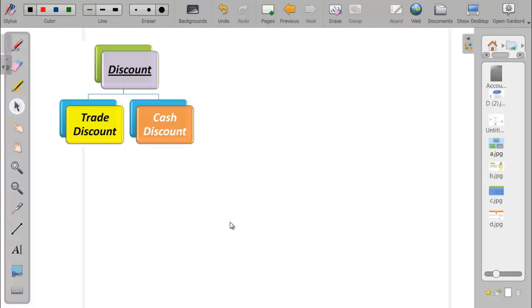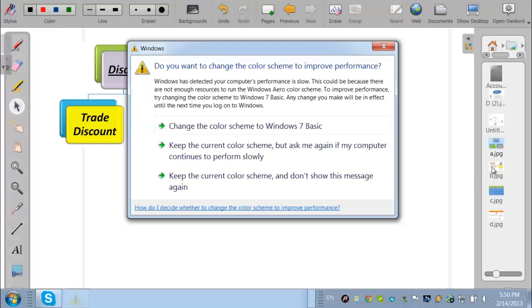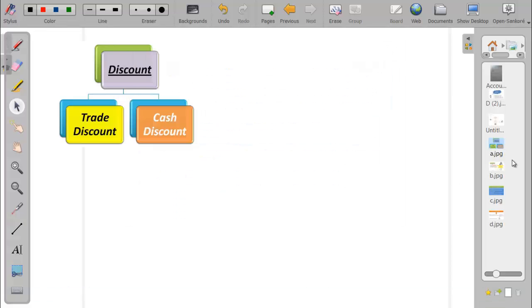Agree? But we are to understand what is trade discount and what is cash discount. Is that clear? Today I am going to show you what is trade discount and what is cash discount, and how we are to deal with both these discounts. Okay, now see, are you ready? Now see what is trade discount. First I will explain you the trade discount.